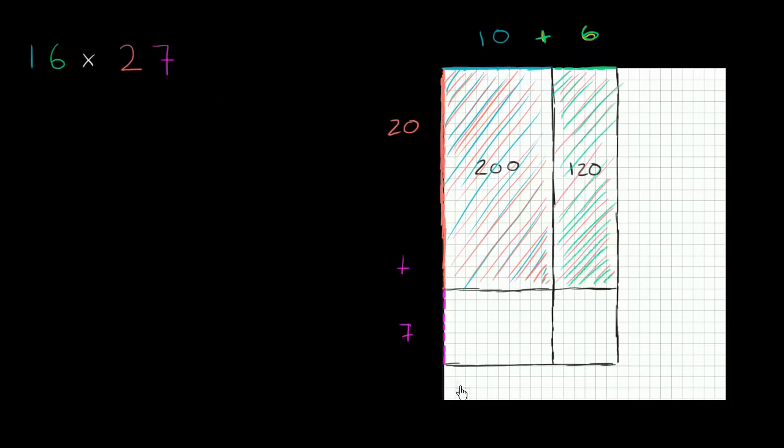Now, what's the area of this section right over here? Well, it's 7 high, and it is 10 wide. So it's going to be 7 times 10, or 70. And I'll have an area of 70 square units.